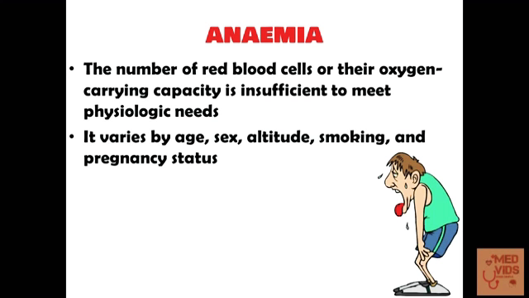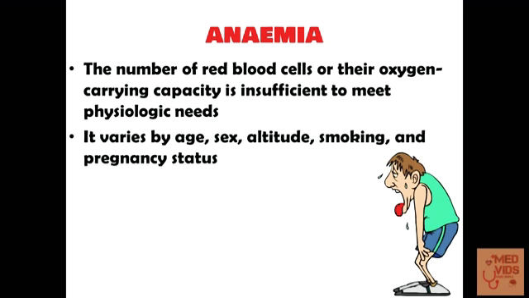First of all, anemia is defined as a condition in which the number of red blood cells in the circulation is decreased, or their ability to carry oxygen to meet the physiological demands of the body is inadequate, and the hemoglobin cutoff levels to define anemia vary by age, sex of the patient, the altitude at which the patient resides, various habits like smoking, and pregnancy status.